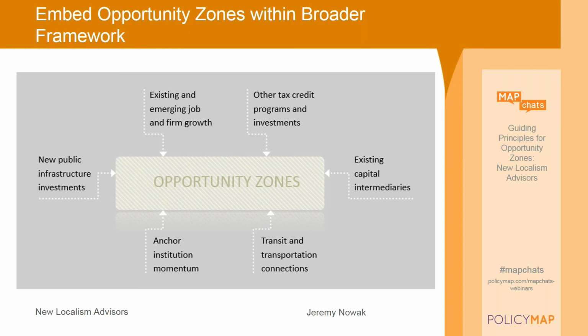Here is just something that I think repeats some of these issues. We've got an infrastructure of capital intermediaries. We have the other programs. We know where the existing and emerging job and firm growths are. We have really strong anchor institution momentum in some places, stronger in some places than in others.